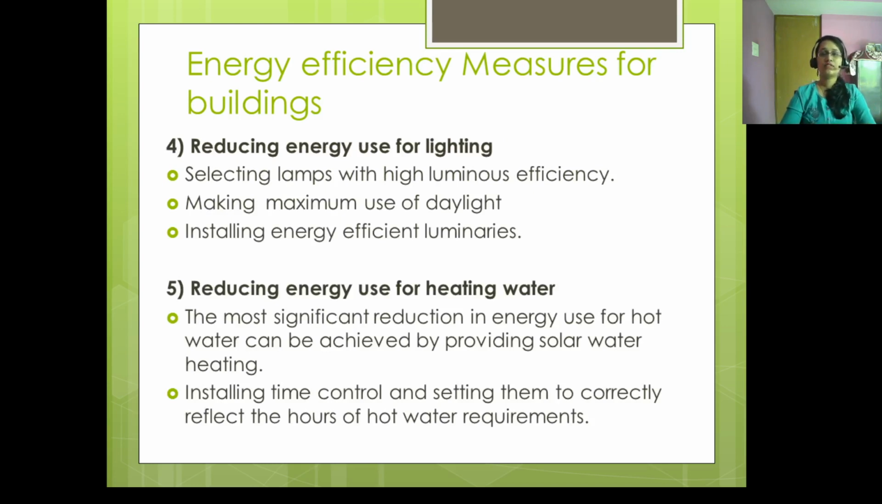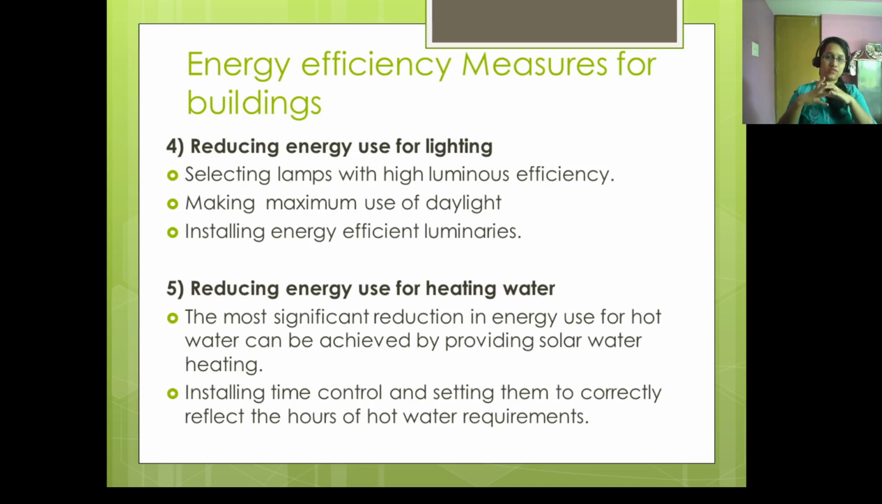Next is reducing the energy used for lighting. So how can we do this? First of all, make maximum use of daylight, then select lamps with high luminous efficiency, then install energy efficient luminaires. So these are some of the ways by which we can reduce the energy used for lighting.